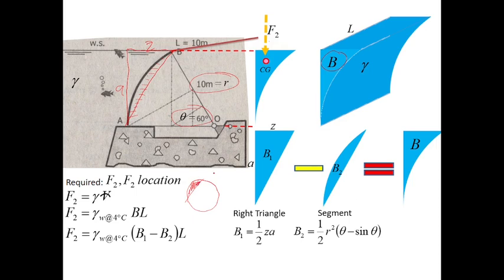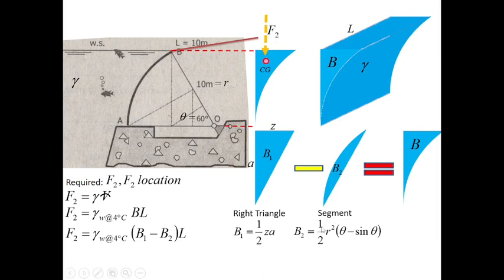Tawag dyan ay segment. Okay. Ayan, yung region of space na yan ay segment. So, ang area of the segment ay ang formula niya, 1/2 r squared, theta minus sine theta. So, 1/2 r squared theta minus sine theta. Memorize niyo yung formula ng area ng segment.